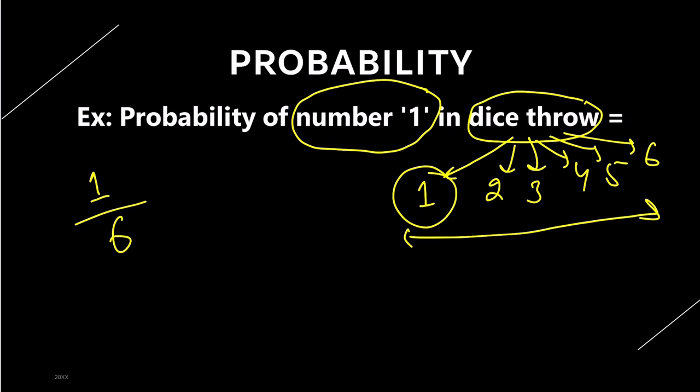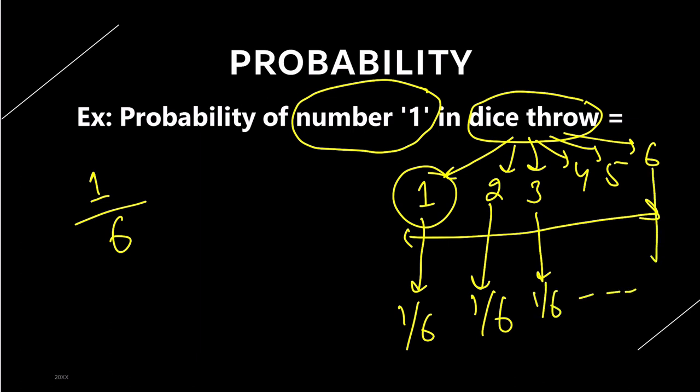What is the probability of 2 coming? Again 1 by 6, means the probability of 2 coming is 1 out of 6. Probability of 3 is again 1 out of 6, and so on. Probability of 6 coming is 1 out of 6. Now, does that mean that if we throw this dice 6 times, one will come only one time?